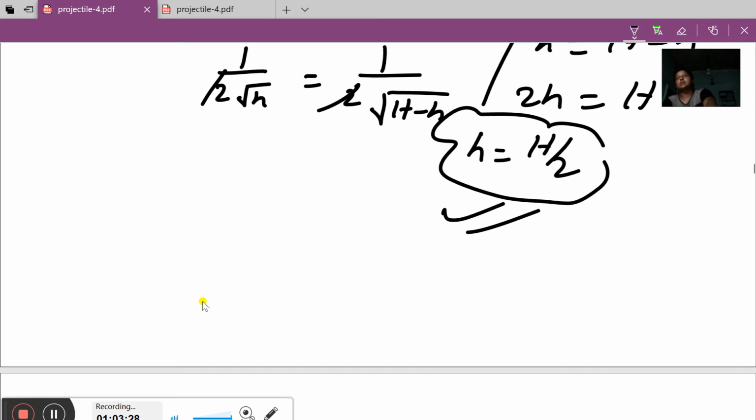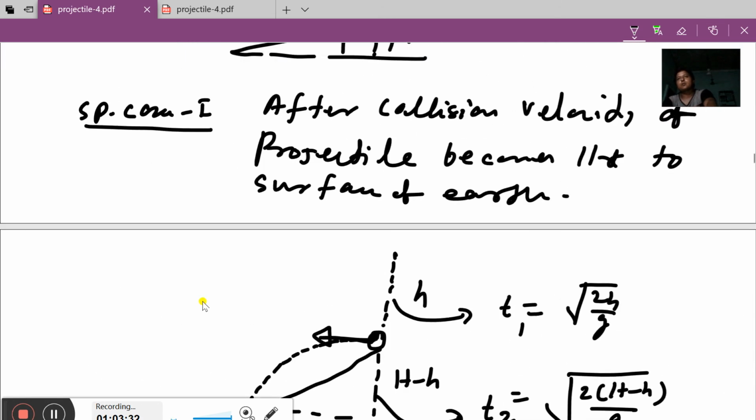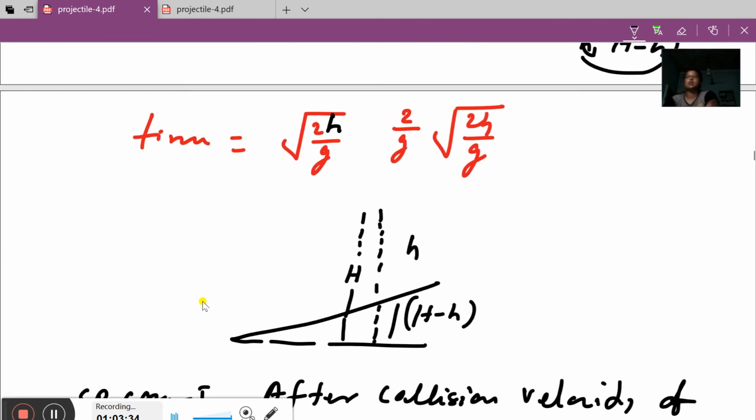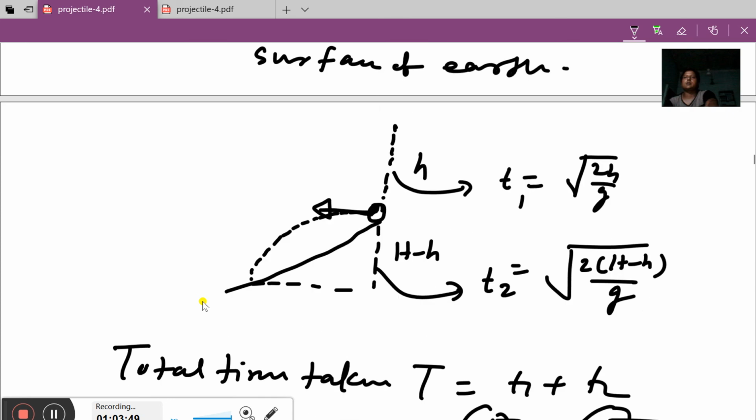For taking a maximum time, both heights must be the same. If this height is 5 meter, this height must be 5 meter to take maximum time in case the body gets horizontal velocity after hitting.